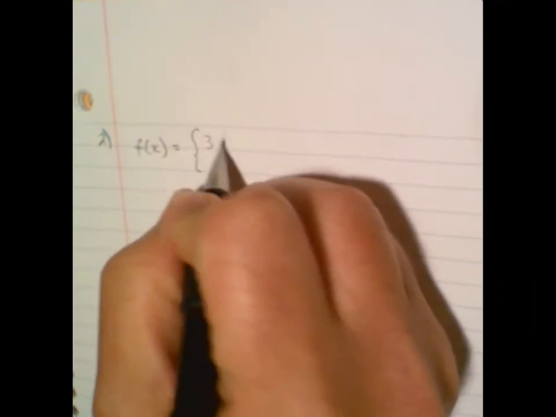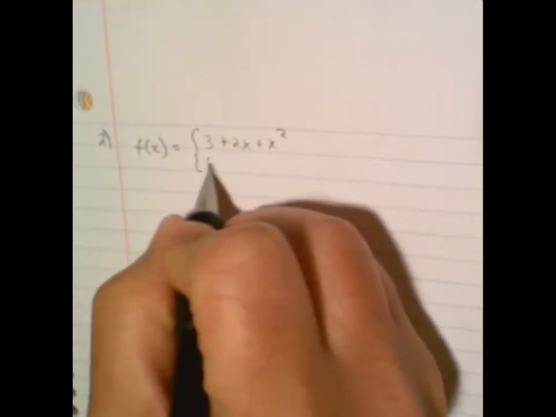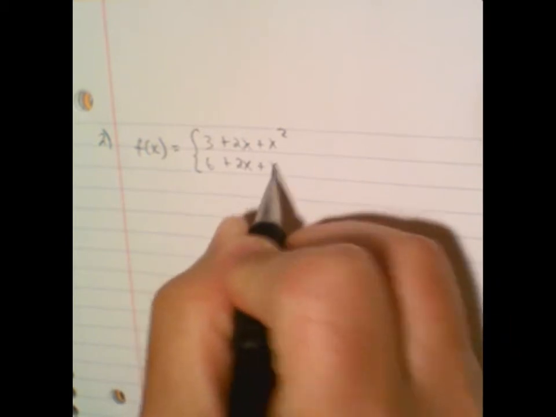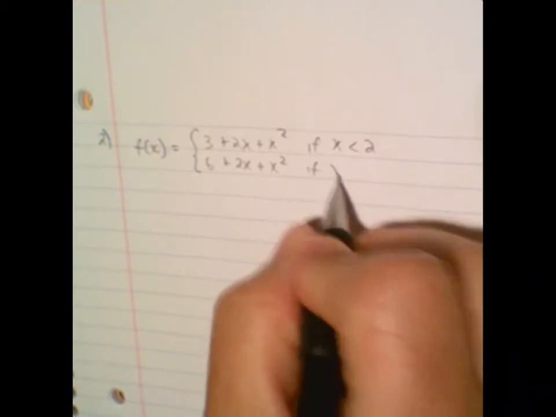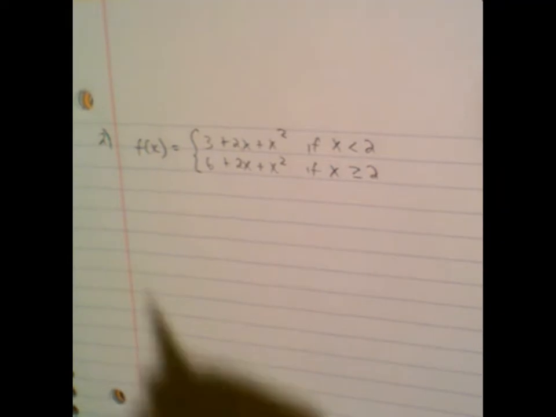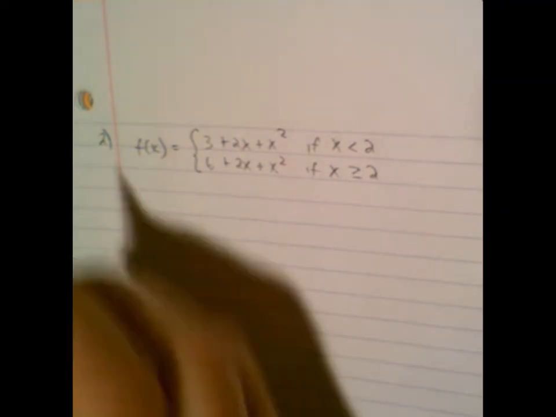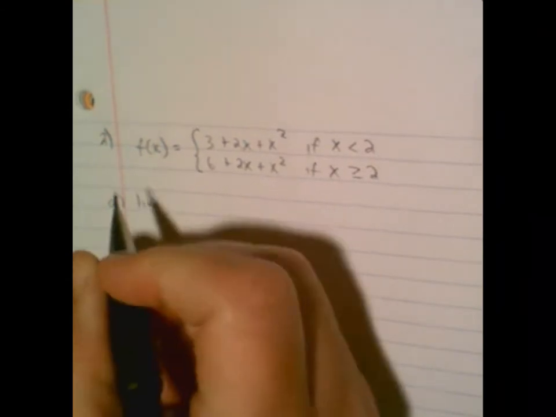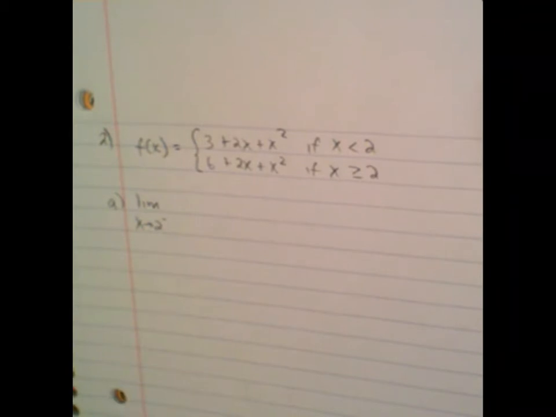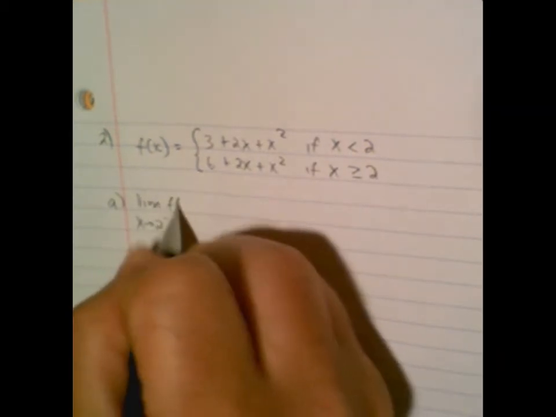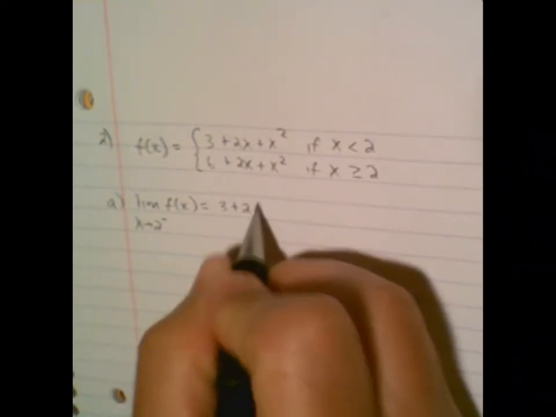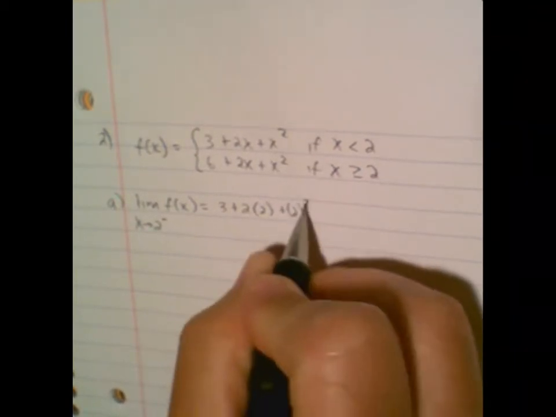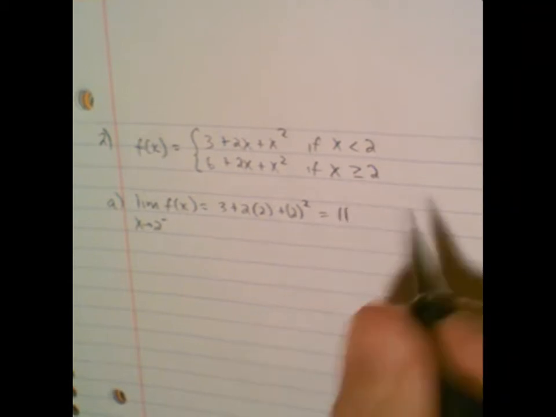f of x is equal to 3 plus 2x plus x squared if x is less than 2, and 6 plus 2x plus x squared if x is greater than or equal to 2. Find the following limits. A, the limit as x approaches 2 from the left of f of x. 2 from the left means less than 2, which means we have to use this one. So it's 3 plus 2 times 2 plus 2 squared, which is equal to 11.